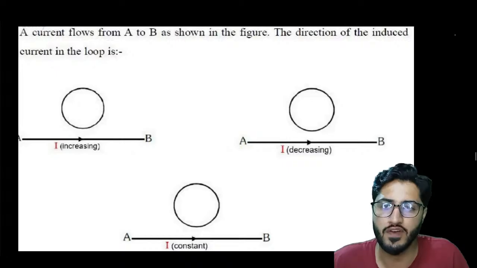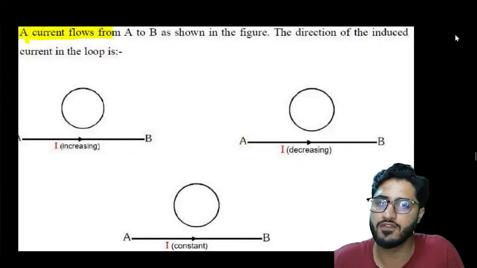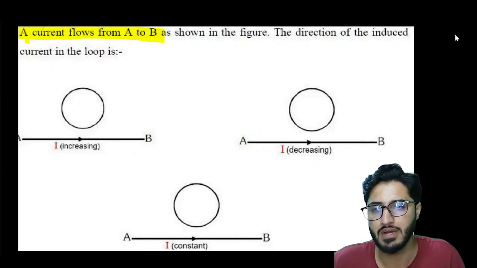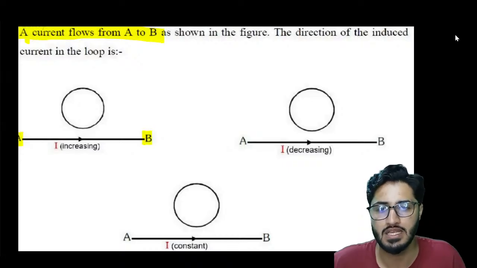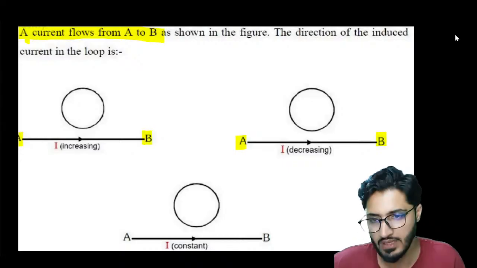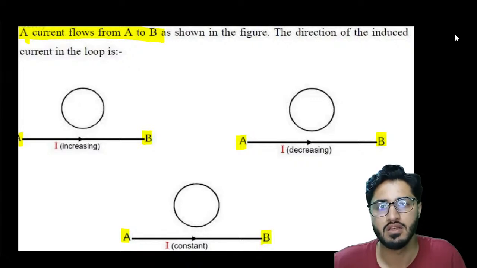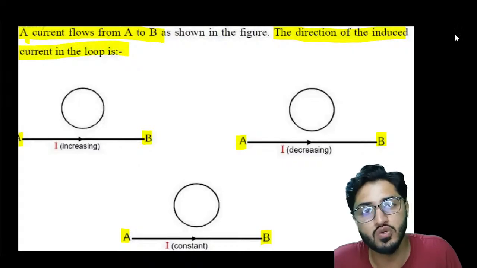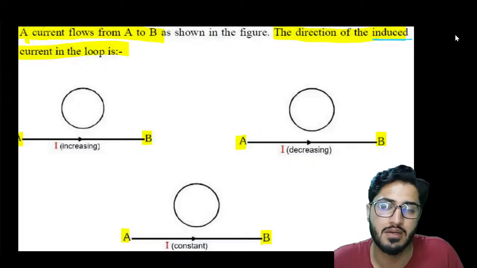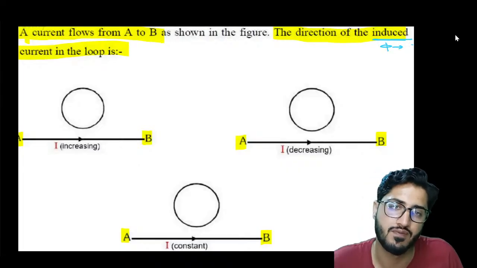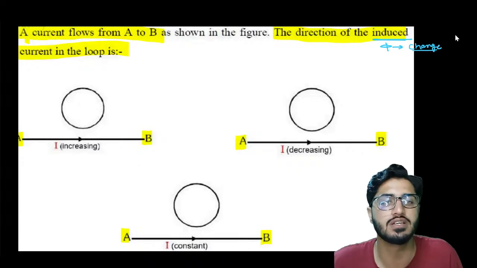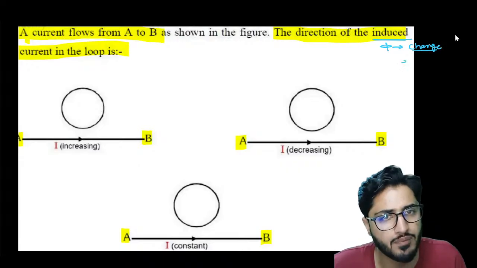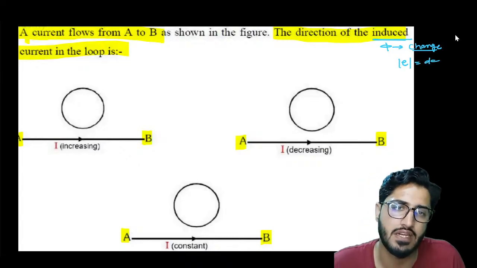So look, what do we need to find out? A current flows from A to B. The direction of the induced current in the loop: first of all, for induced current, we know one thing, that my flux should change. If there is a change in flux, I will get my induced EMF, then induced current. How, sir? Because E equals d phi by dt.